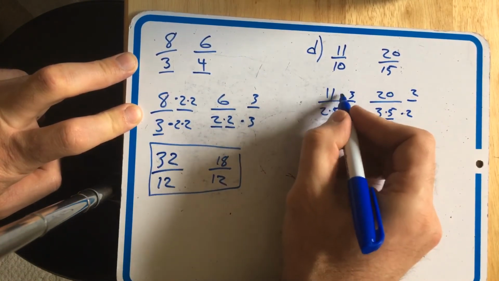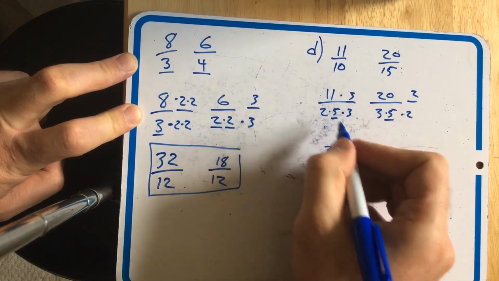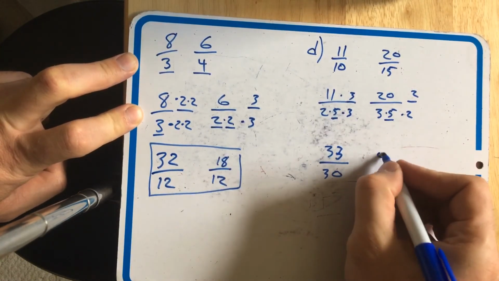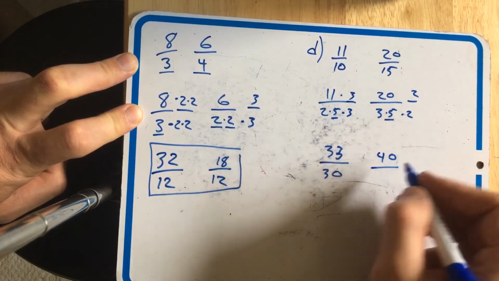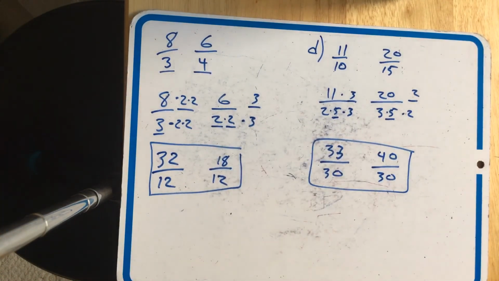And so we end up with 11 times 3 is 33, over 2 times 5 is 10 times 3 is 30, and 20 times 2 is 40, over 3 times 5 is 15 times 2 is 30. So that's how you get a simple way, using prime factors to get a common denominator.